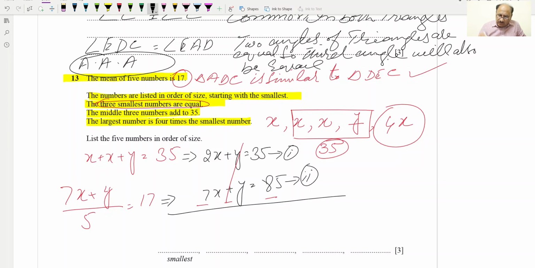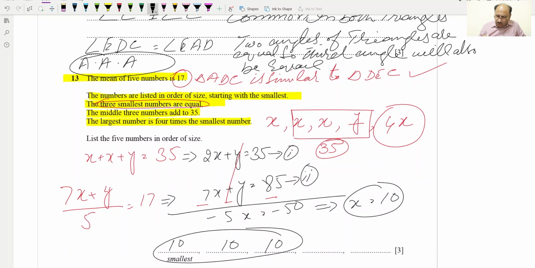and next will be minus 5x is equal to minus 85 minus 35, so it will be minus 50. So this implies x will be equal to 10. So x is equal to 10. So smallest number will be 10.